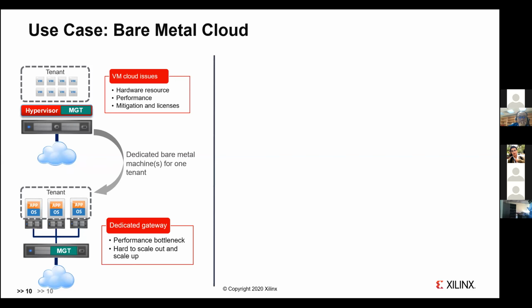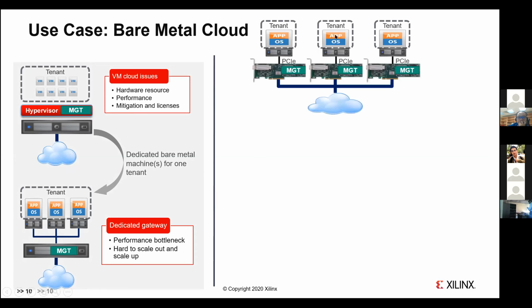And the other practice is to move all the functions into a dedicated gateway. But it is also very obvious the gateway would be the bottleneck. So we could propose some new solutions. In fact, we could move the functions from the gateway into the smart NIC or the adaptable NIC, as we said.